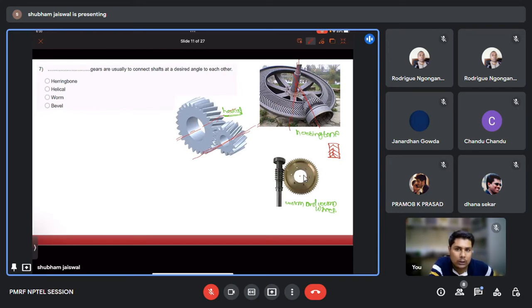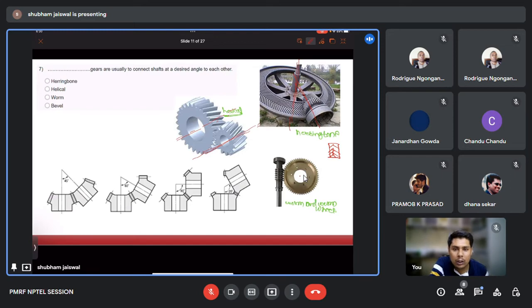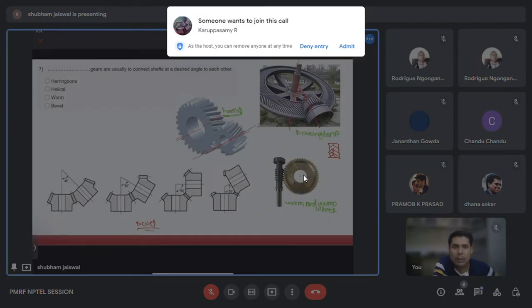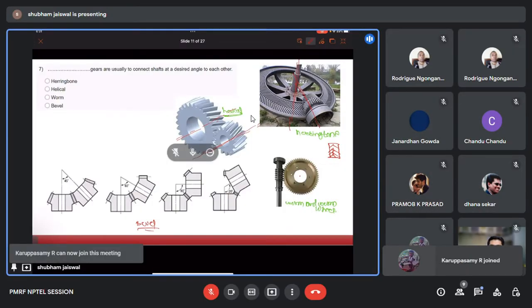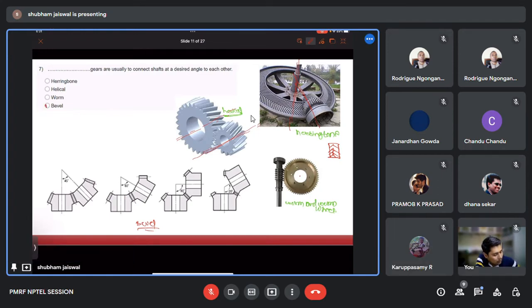Okay, but when it comes to the bevel gear, you can see we can arrange bevel gears in different positions. Okay, we can transfer power at different angles. So if we want to transfer power to the shaft at a desired angle, we generally go with the bevel gear. So the correct answer will be the bevel gear. Okay. So moving to our next question.